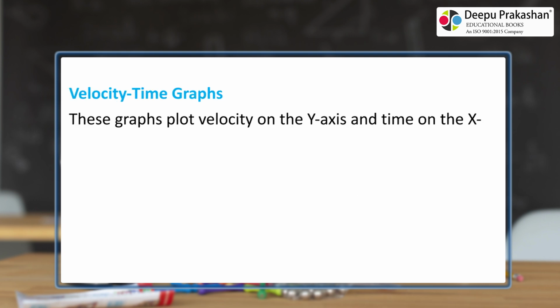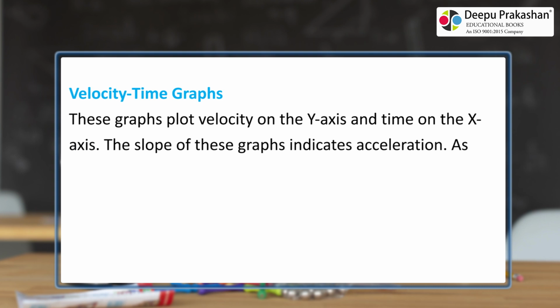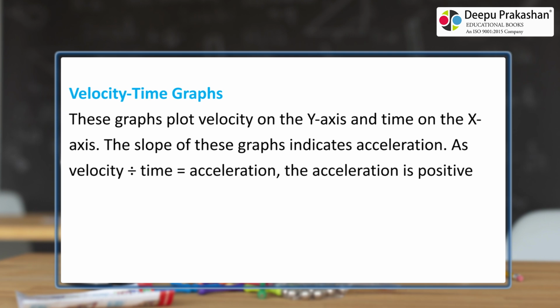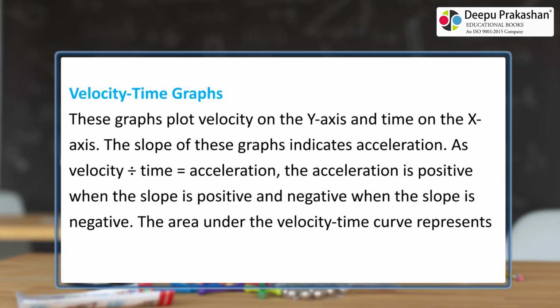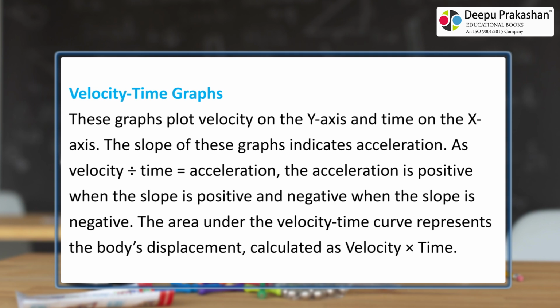These graphs plot velocity on the y-axis and time on the x-axis. The slope of these graphs indicates acceleration. As velocity divided by time is equal to acceleration, the acceleration is positive when the slope is positive and negative when the slope is negative. The area under the velocity-time curve represents the body's displacement, calculated as velocity times time.